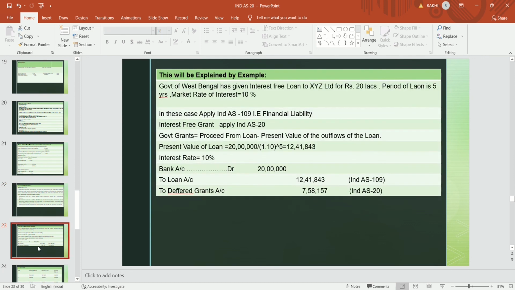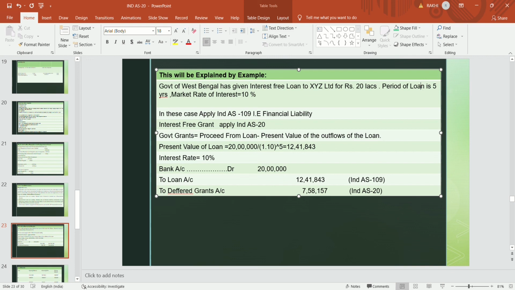The Government of West Bengal has given an interest-free loan of rupees 20 lakhs to XYZ Limited. The period of the loan is 5 years. The market rate of interest is 10%, the loan period is 5 years, and the amount of the loan is 20 lakhs. That is interest free. In this case, Ind AS 109, that is, financial liabilities, is to be applied, and the interest-free grant falls under Ind AS 20.